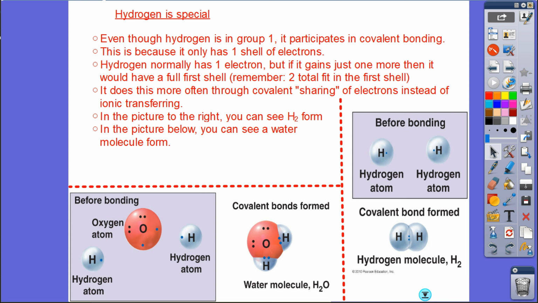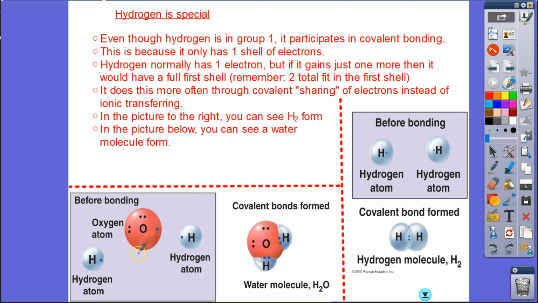Hydrogen is, like most things, special. It's got exceptions to things. Even though hydrogen is in group 1, and everything else in group 1, the alkali metals, all participate in ionic bonding, hydrogen almost never participates in ionic bonding. It almost always participates in covalent bonding, because it only has one shell of electrons, and hydrogen itself normally only has one electron, and if it just gains one more, then it's got a full first shell. So that makes it energetically more favorable for it to participate in covalent bonding.